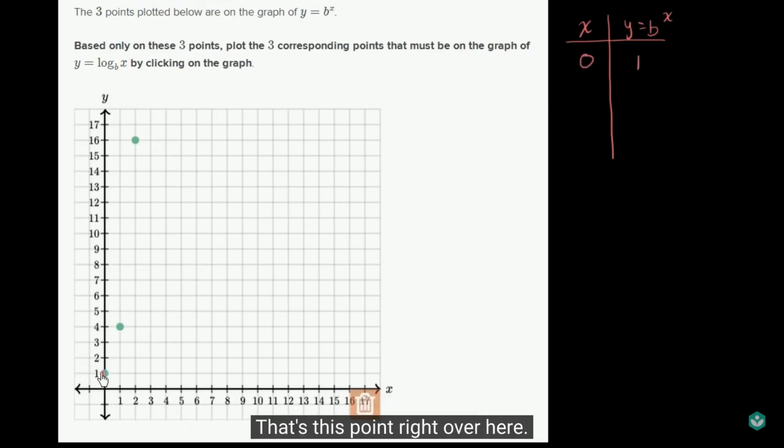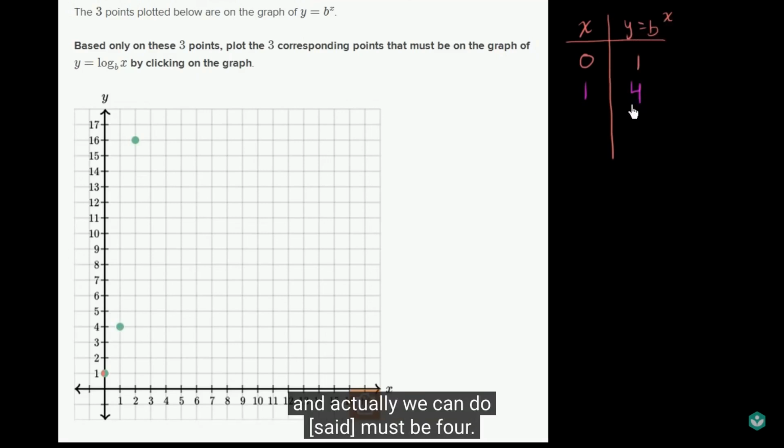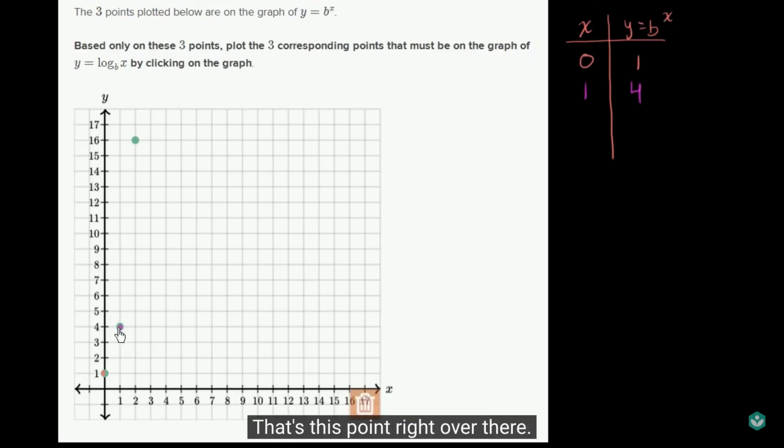That's this point right over here, when x is equal to 1, b to the first power is equal to 4. Y is equal to 4. So another way of thinking of this, y, or 4, is equal to b to the first power. And actually we can deduce then that b must be 4. So that's this point right over there.